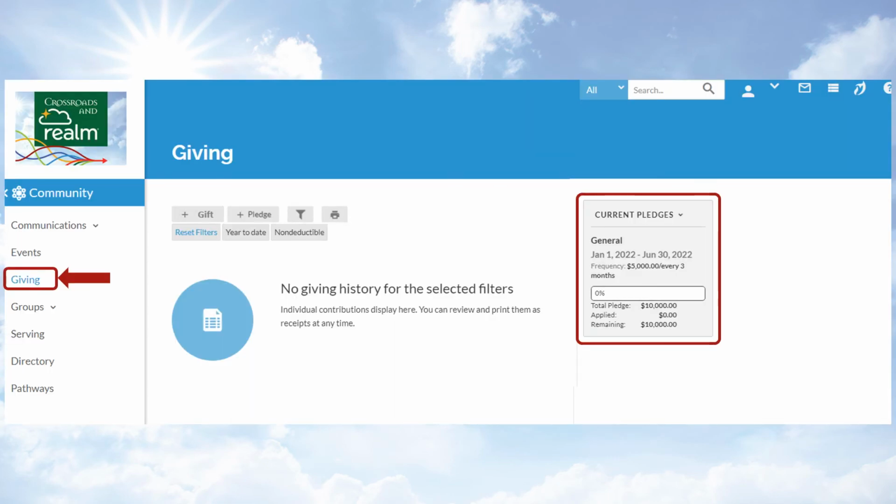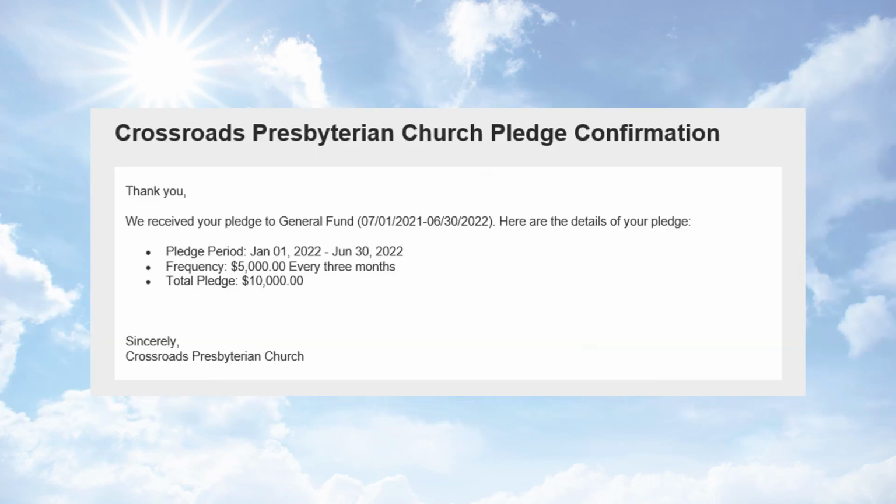Now, when we go back to the giving area in MyRealm by clicking on it in the left navigation menu, we can see our updated pledges to the right. Lastly, here is an example of the type of email we can expect to get whenever we make pledges and gifts.